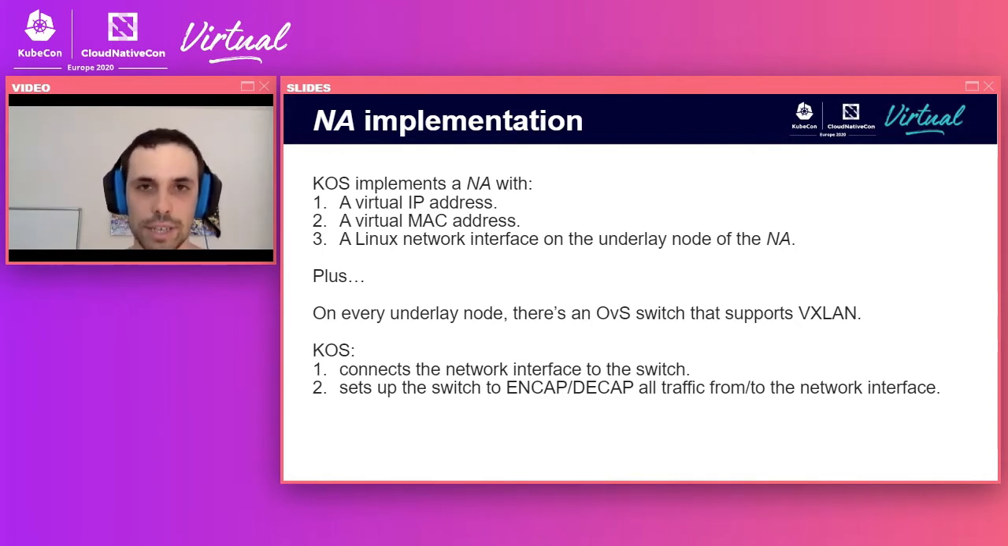On every underlay node, there's a virtual switch, and KOS further implements each network attachment by connecting its network interface to the virtual switch on its underlay node, and by configuring that virtual switch to encapsulate and decapsulate all the traffic that is sent and received from the network interface. The encapsulation and decapsulation is performed as described by the VXLAN protocol.